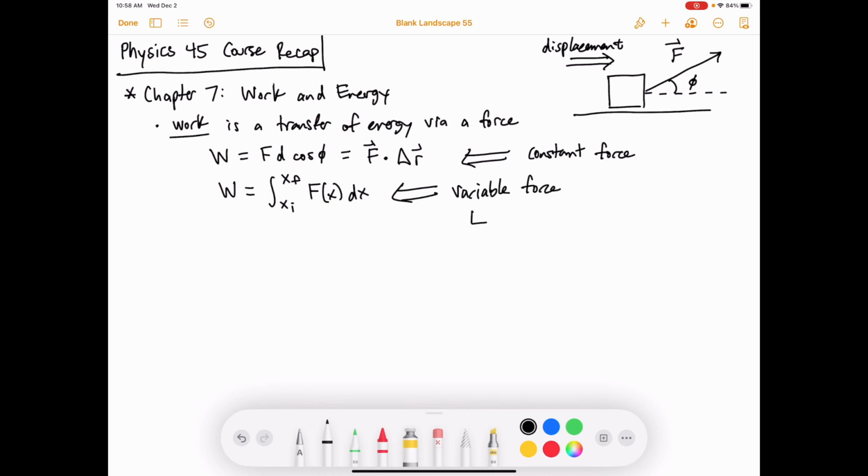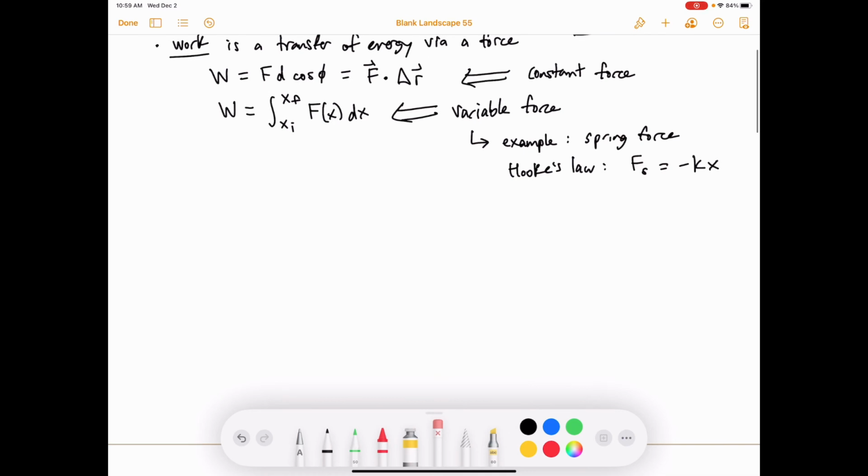Now, what's an example of a variable force? Well, the spring force, which is described by Hooke's law. And Hooke's law tells us that the spring force is minus k times x. What that's telling us is the more you stretch the spring out, the larger x is, the larger the force will be. And the negative sign tells us it's a restoring force. It tends to bring the spring back to equilibrium. And k in this is just a constant. Okay, so that's how we calculate work.